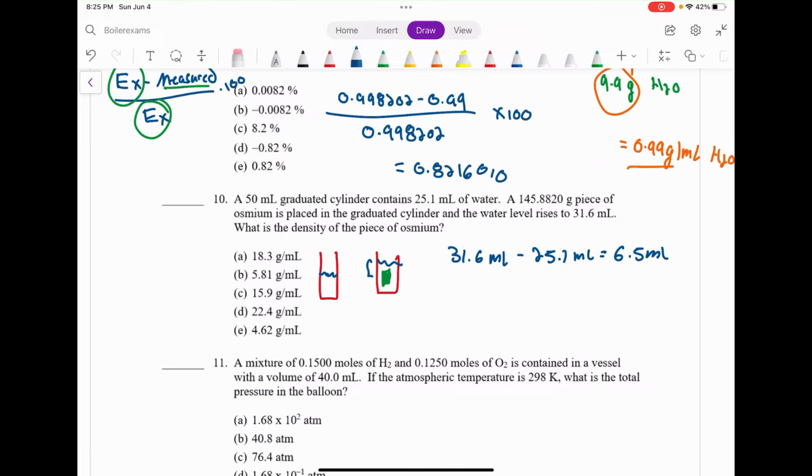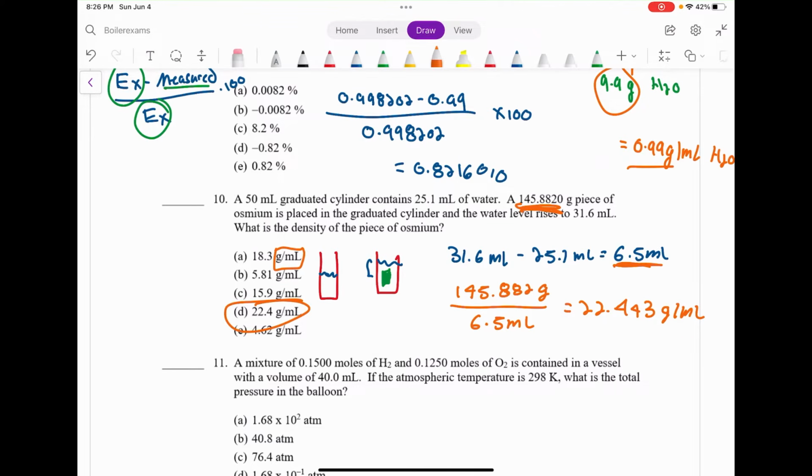So we now know the volume of it, and they also tell us how much it weighs in grams. So we know the grams of it, we know the milliliters of it. Our answer wants it in grams per milliliter. So just take our mass and divide it by the volume. .443 grams per milliliter. Okay, and that leaves us with answer choice D, which is correct.